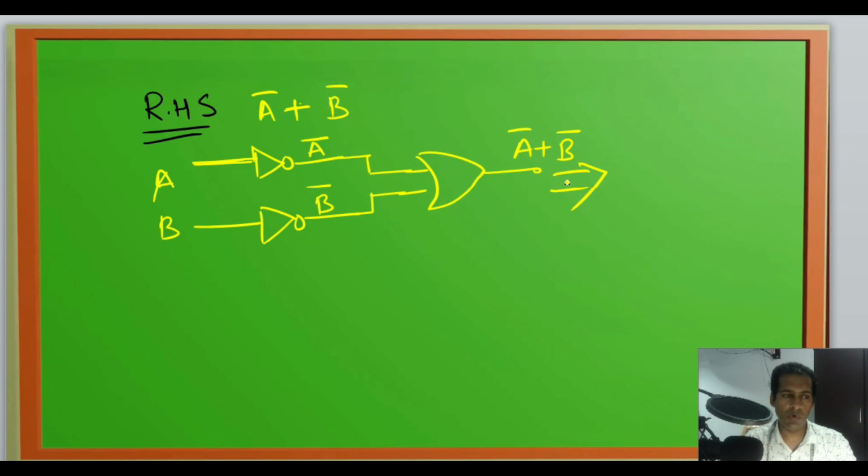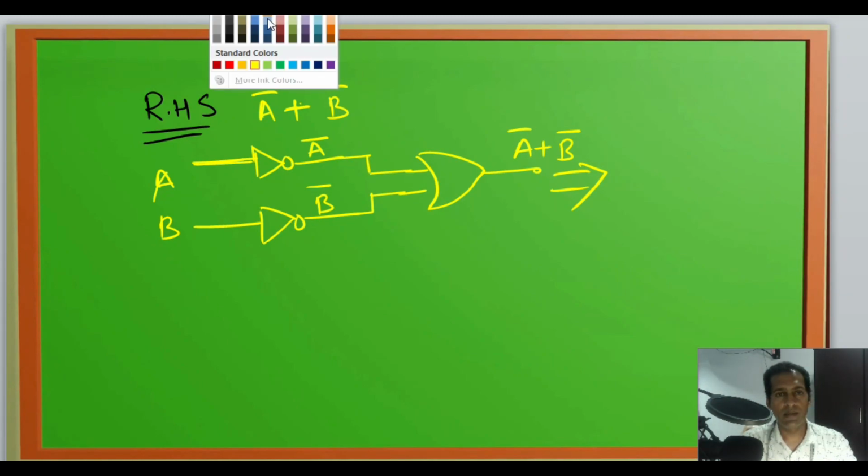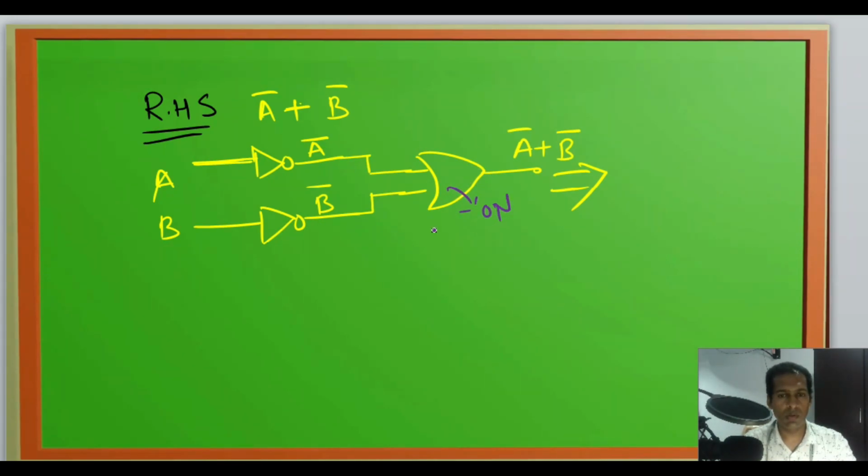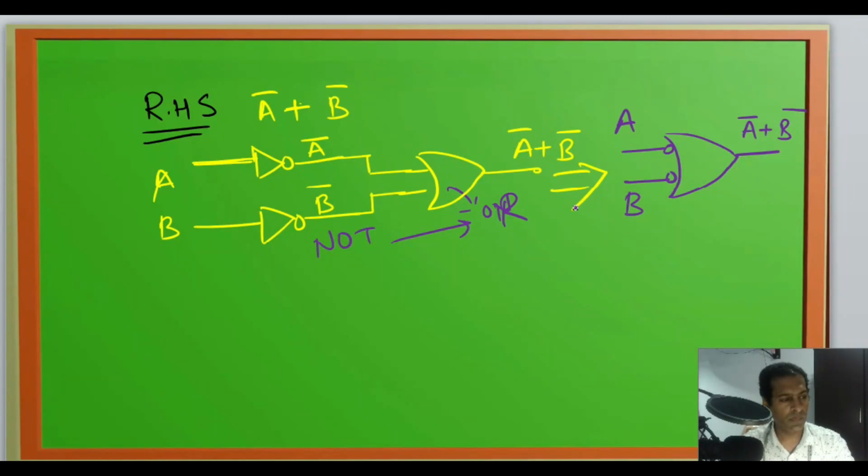But now if you observe keenly, this is like a bubbled OR gate. At the input we have inversion and then we take the OR operation, NOT followed by OR. So this is nothing but a bubbled OR gate. On the OR gate we can show two bubbles representing the inverters. So these are the A, B inputs, and at the output we get A bar plus B bar.